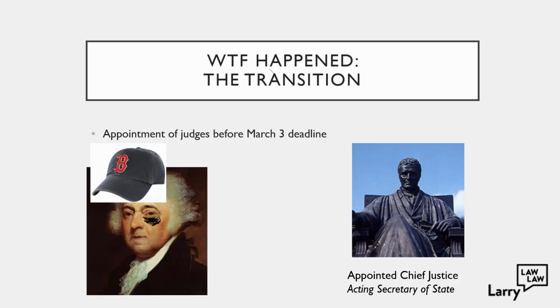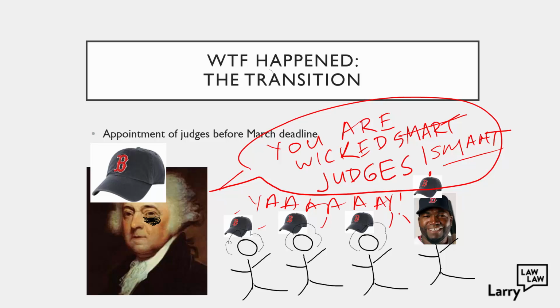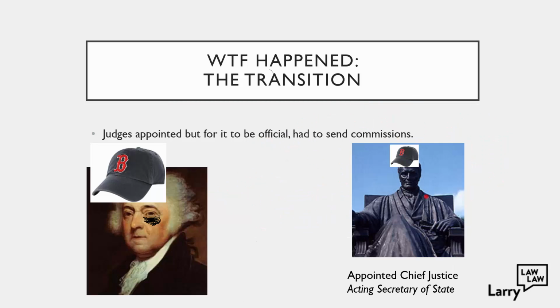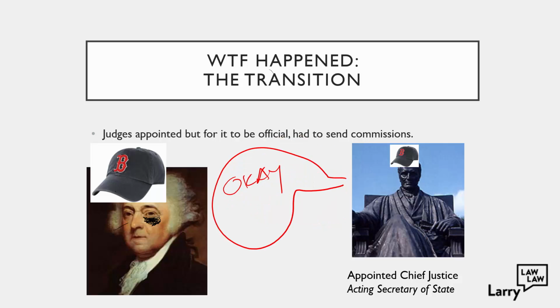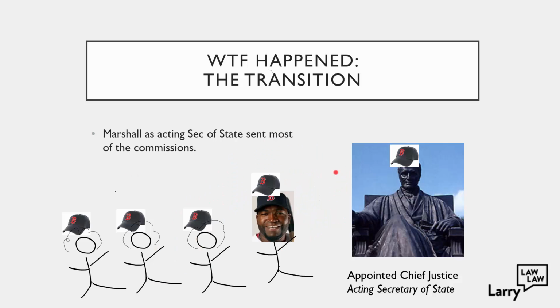So, funny thing. Under Adams, John Marshall is appointed Chief Justice, but hasn't taken that role yet. He's now acting Secretary of State. For these judges to actually take up their offices, not only do they have to be appointed and approved by the Senate, they actually had to receive commissions. So Adams tells Marshall, "Send the wicked commissions." And Marshall's not even from Boston. It's like, okay. He sent most of the commissions.